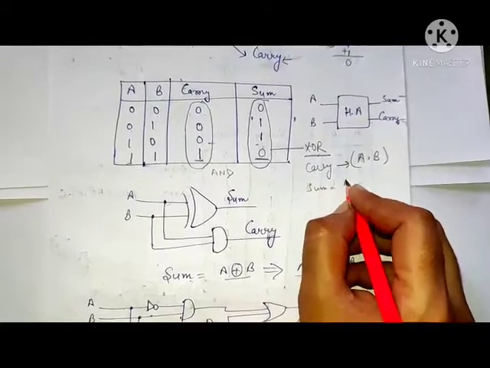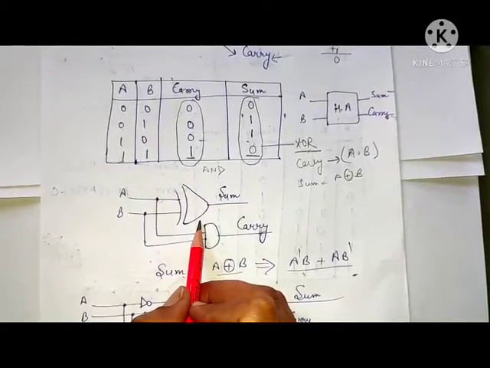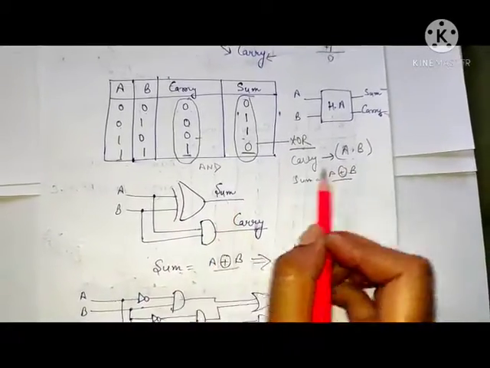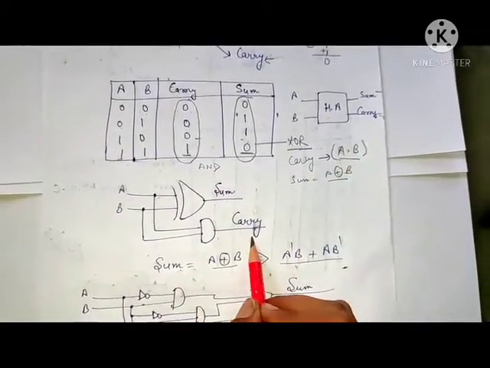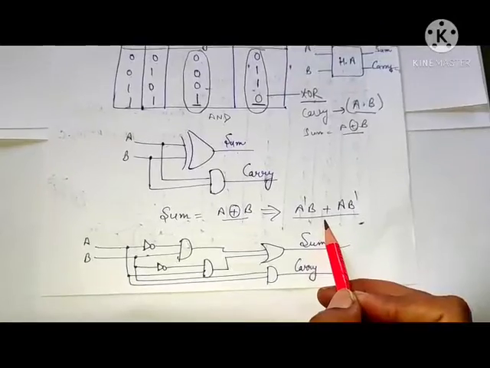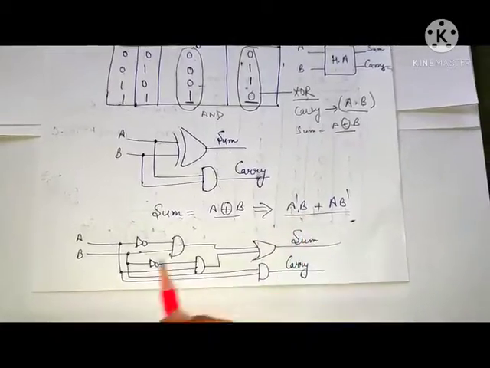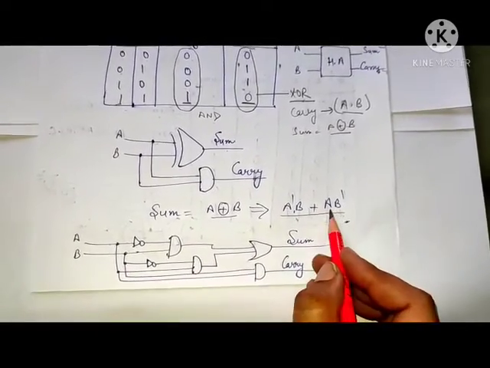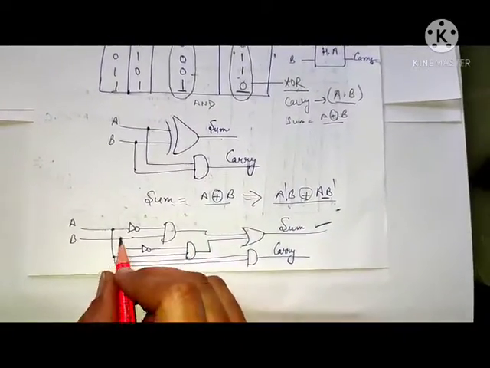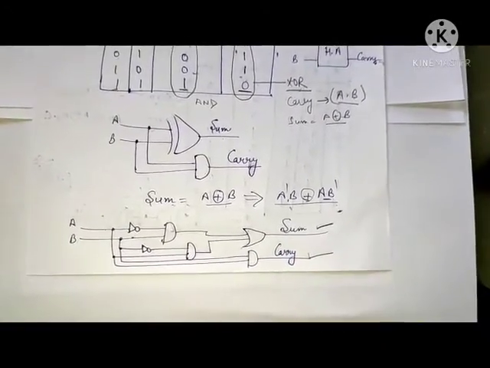So if sum is A XOR B and carry is A AND B, then we can construct the logic circuit diagram for it. A and B, we took XOR of both, that becomes the sum, and we took AND of both, that becomes carry. If I write the sum XOR like this, then we can also construct the logic diagram by using this. A complement B, AND of both, B complement A, again AND of both, and we took OR of these two. This is the sum and carry remains the same. Both the inputs go into AND and the output is carry.